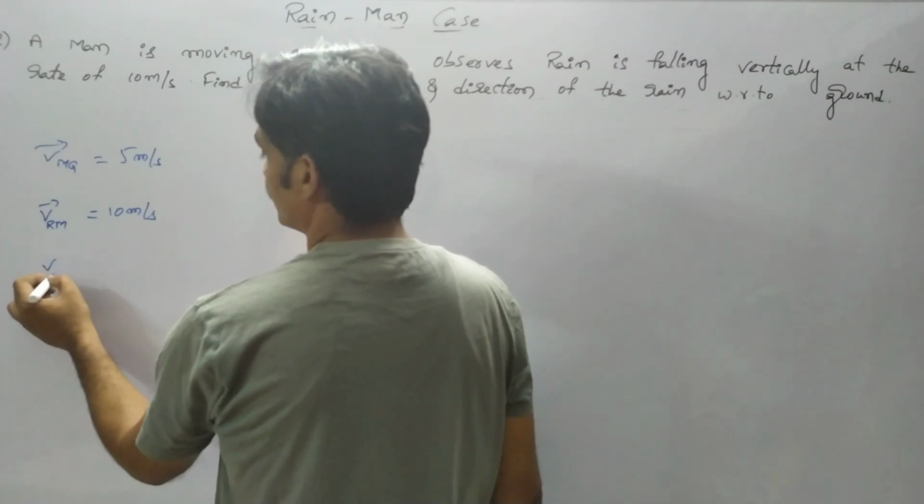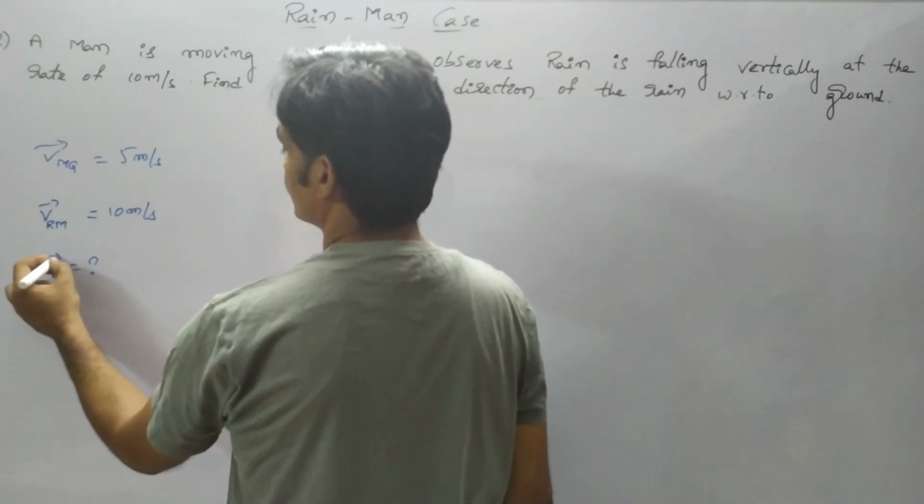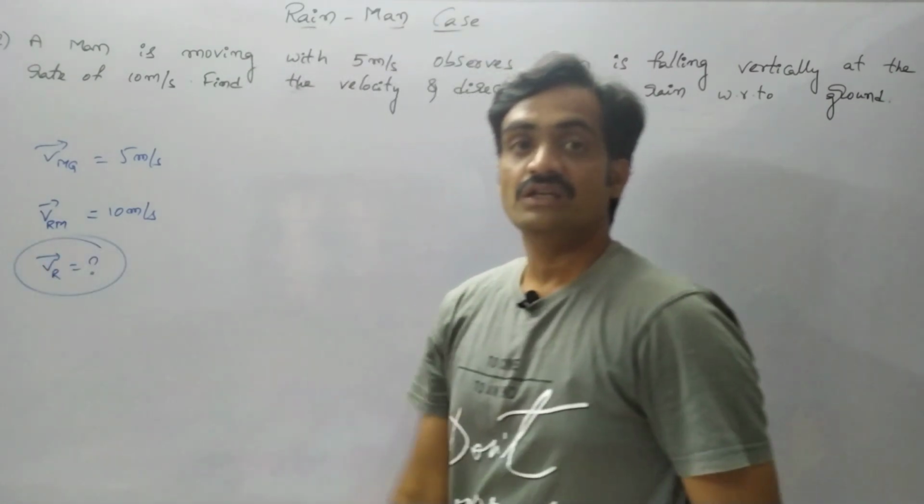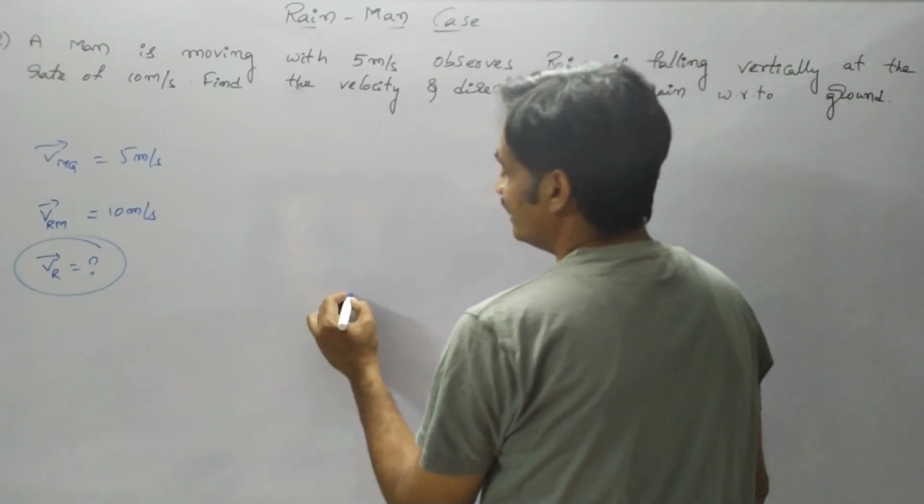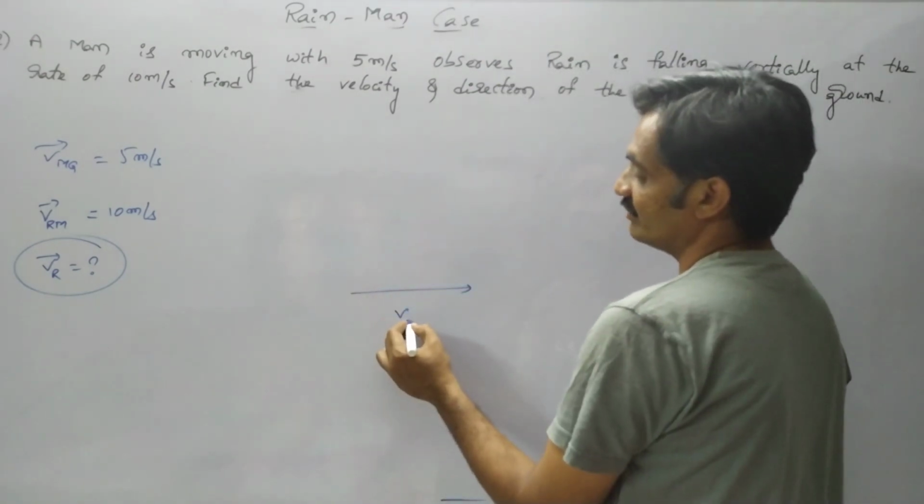So here we have to represent the velocity of the rain with respect to ground as well as the direction of the rain. Observe that the man is moving in the forward direction with a velocity of v suffix m.